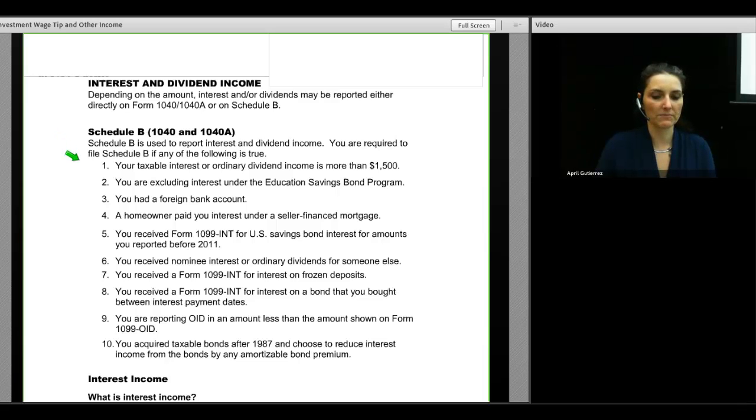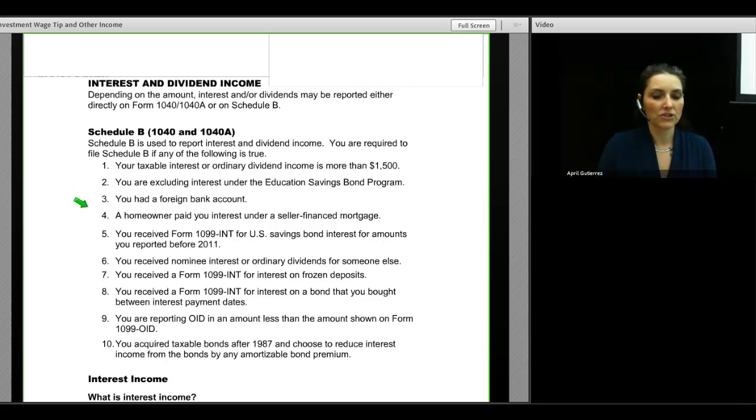Number 1, your taxable interest or ordinary dividend income is more than $1,500. Number 2, you are excluding interest under an education savings bond program. Number 3, you had a foreign bank account. There's a checkbox on the form down at the bottom. Have any of you ever noticed it? Tax software is pretty much demanding that you fill it out. At least our software is not letting us save a tax return as final and complete until we've answered those checkbox questions. Those checkbox questions ask, do you have a foreign bank account?